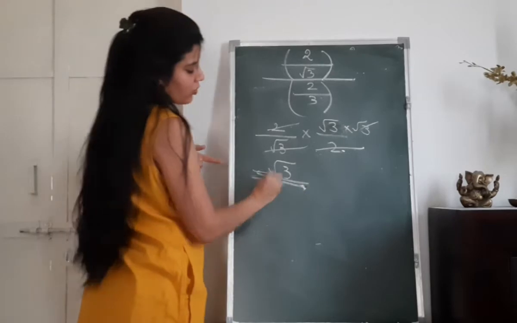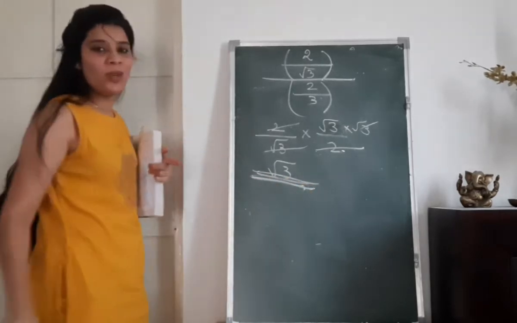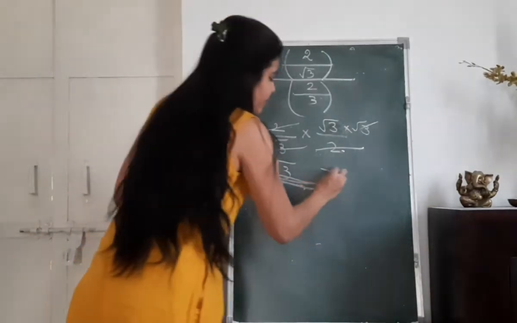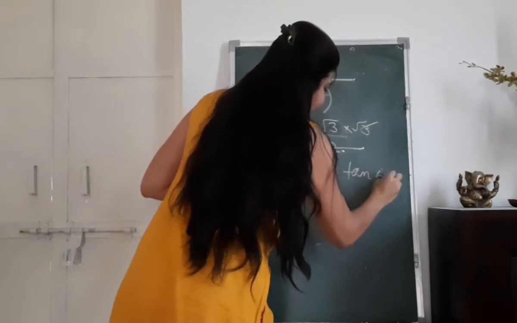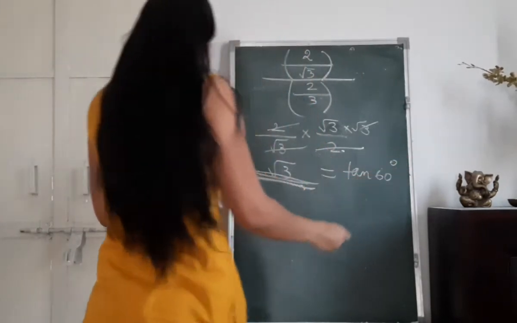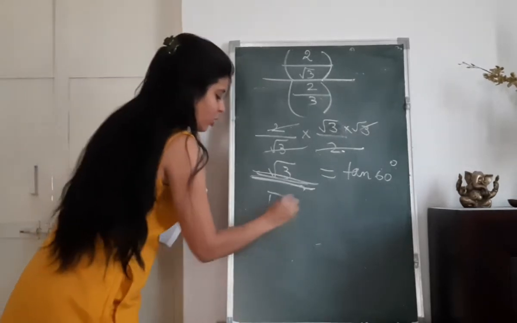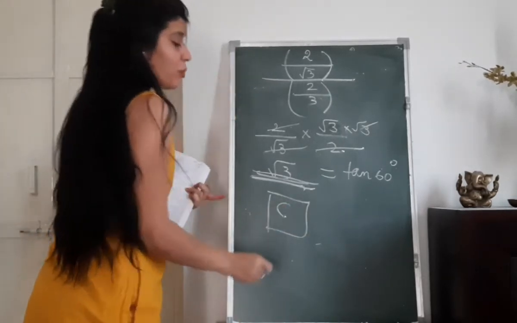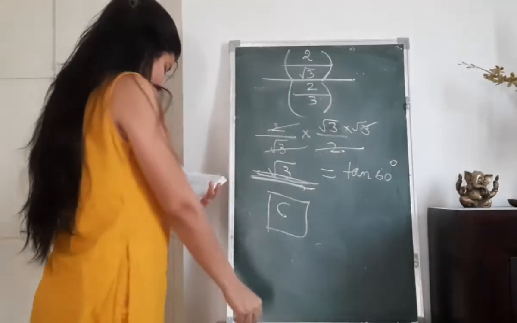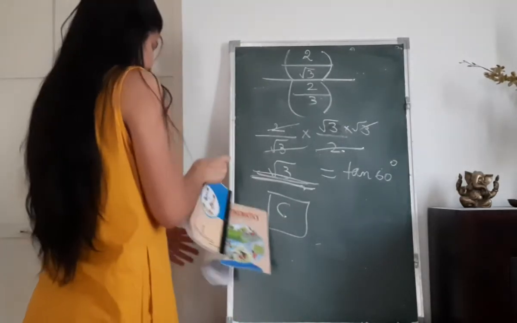And what is root 3 equal to? Root 3 is equal to tan 60 degree. Right? Root 3 is equal to tan 60 degree. Now let's check an option. Tan 60 degree is option C. So the answer to this question is option C. So I hope this part is also clear to you.